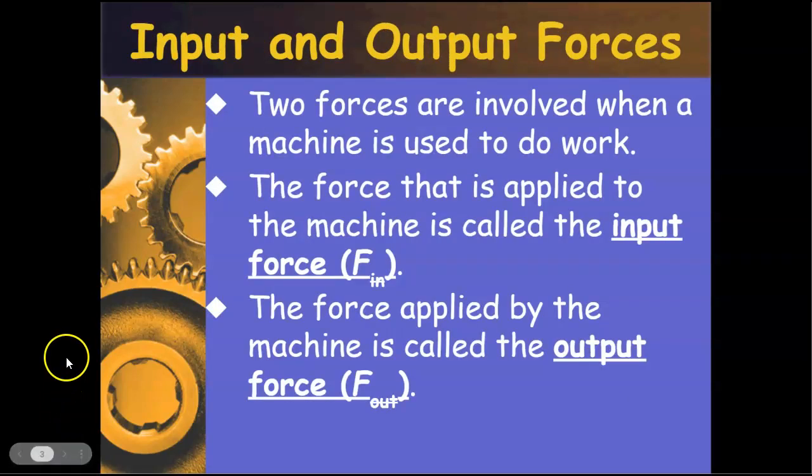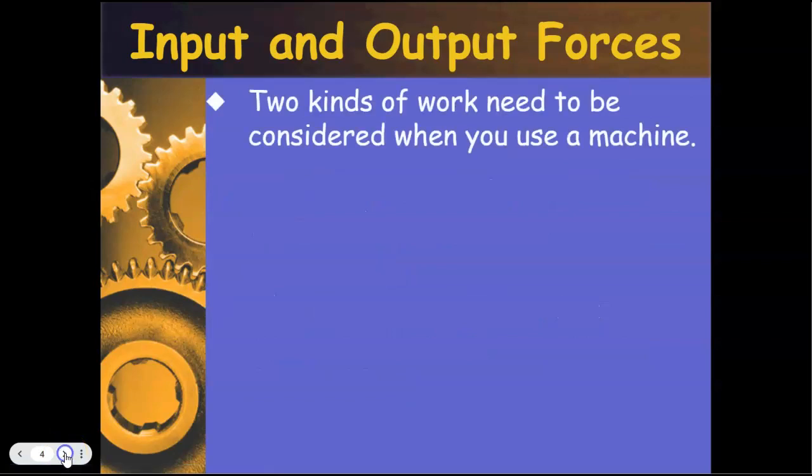Now, there are two forces that are involved when a machine is used to do work. There is the input force that's applied, so the force that you apply to the machine, because anytime we use a simple machine, we are exerting a force onto it ourselves. And this is just notated as Fin, so the input force. The force applied by the machine is called the output force. So the force that is coming out, that the machine is doing, that's our output force.